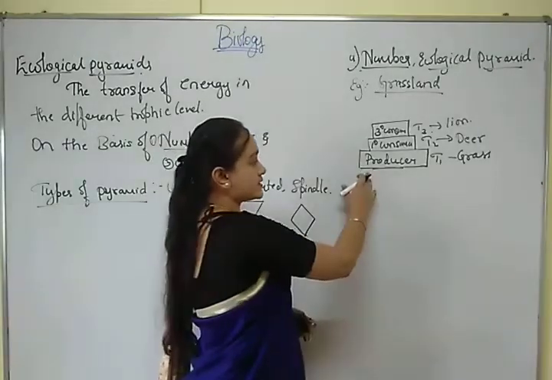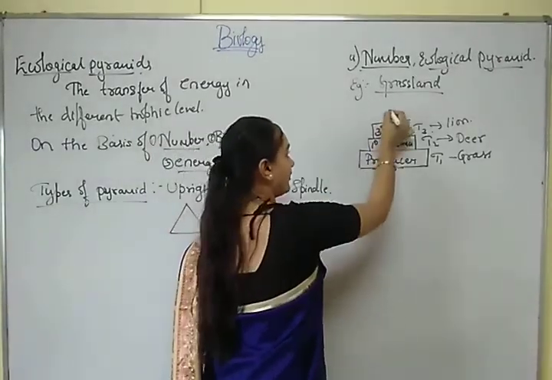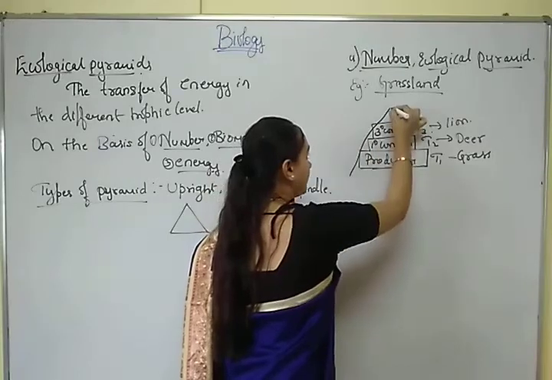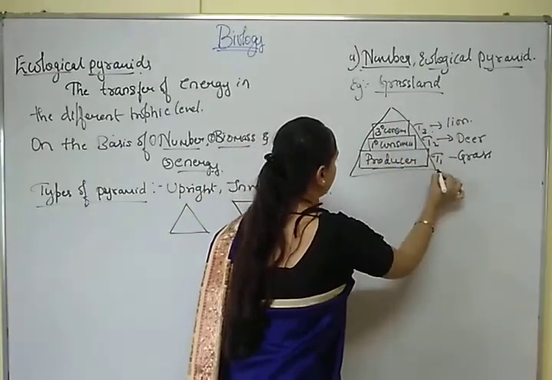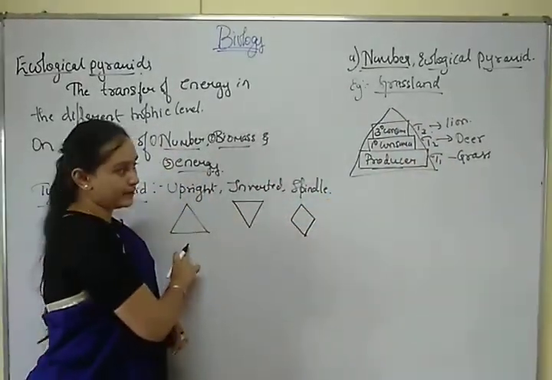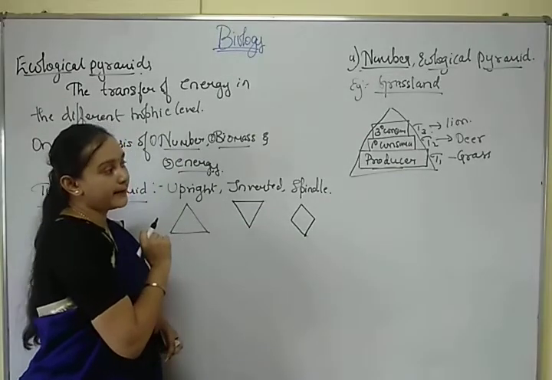So this is the pyramid. Here it is in the form of what? It is in the form of an upright pyramid. Okay, it is in the form of an upright pyramid.